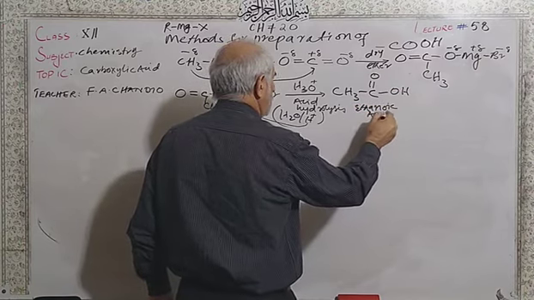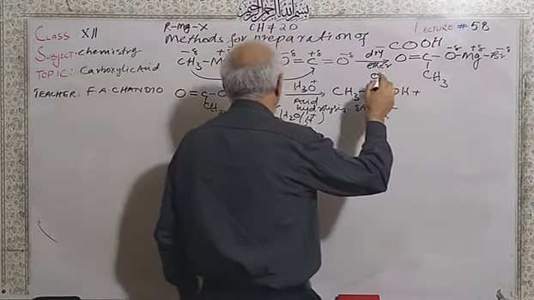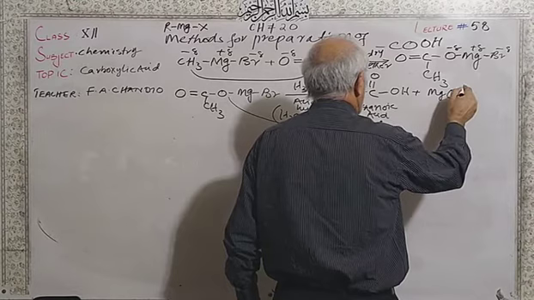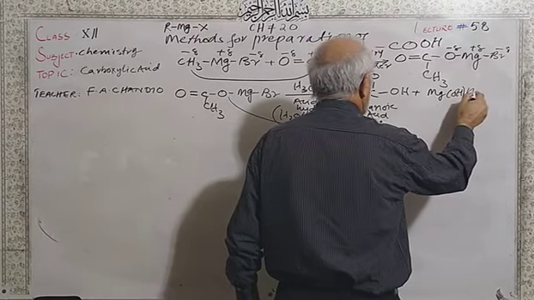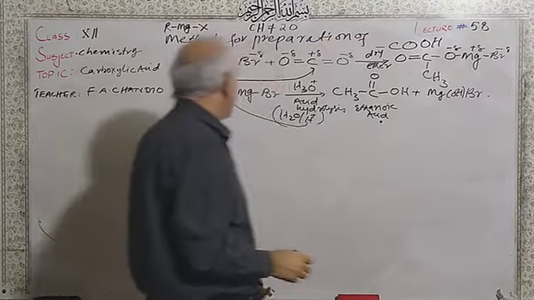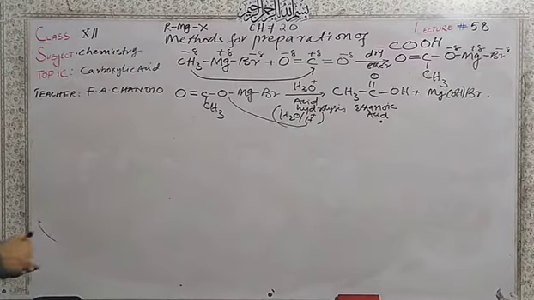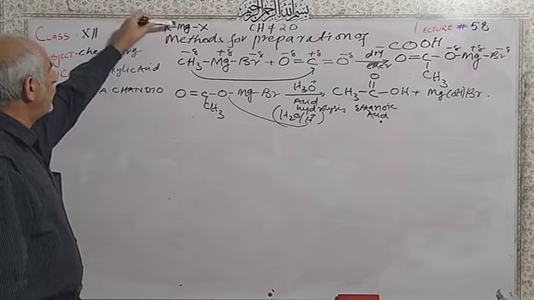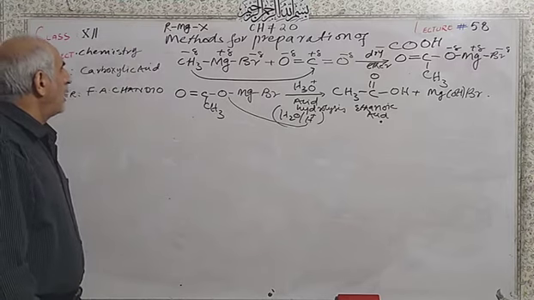Ethanoic acid plus magnesium hydroxy bromide. So this is the ethanoic acid preparation from the Grignard's reagent using the organometallic compound alkyl magnesium halide.